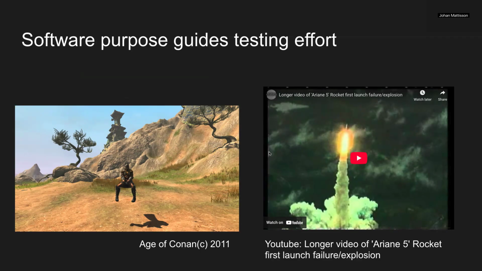With that said, the software's purpose also guides the testing effort. If it's a game like Age of Conan, which had a lot of bugs when it was released, maybe it's okay. Sure, we want it to work completely, but if you get an invisible horse, we can correct it later on. But compare a game to a rocket guidance system.